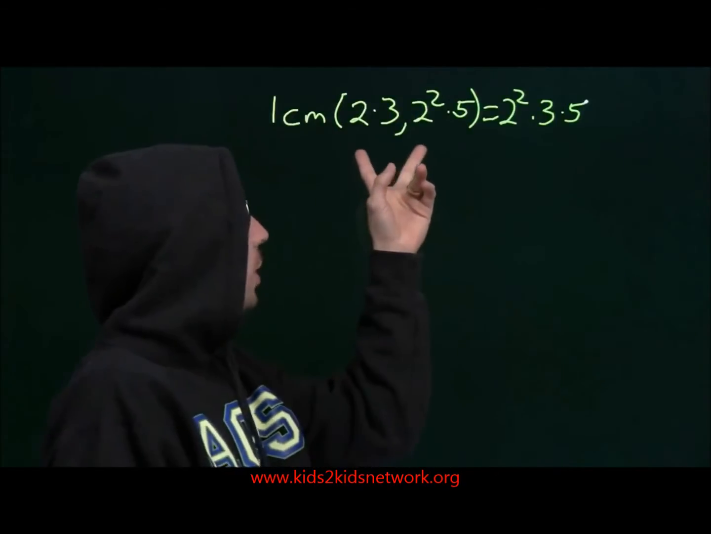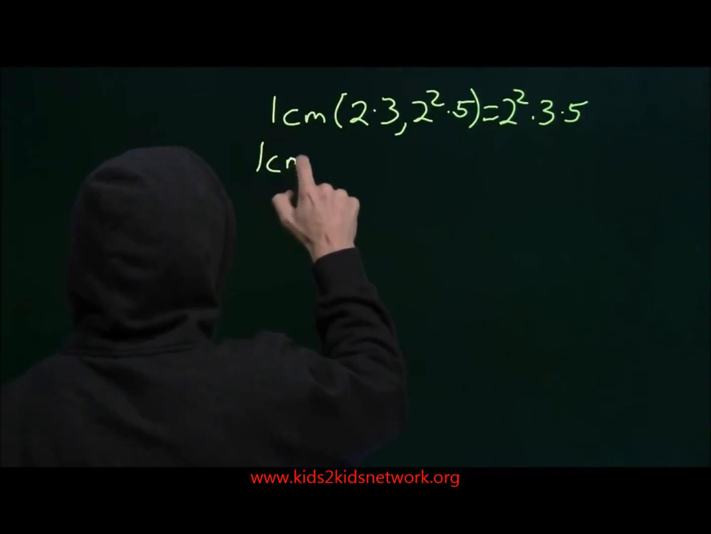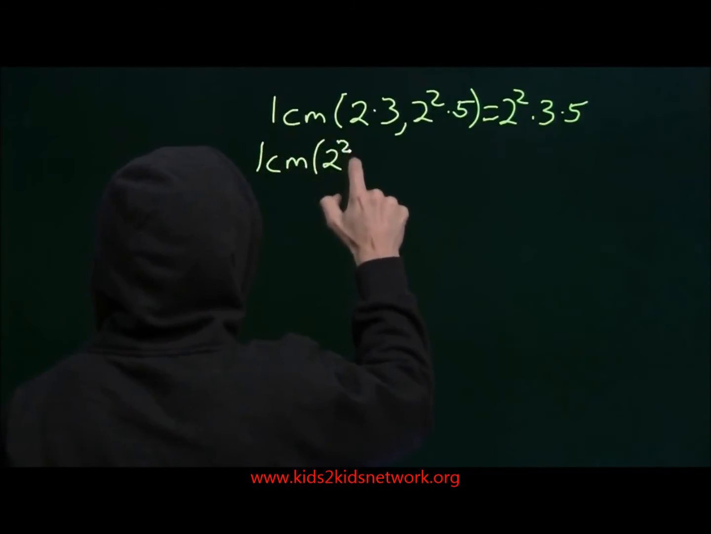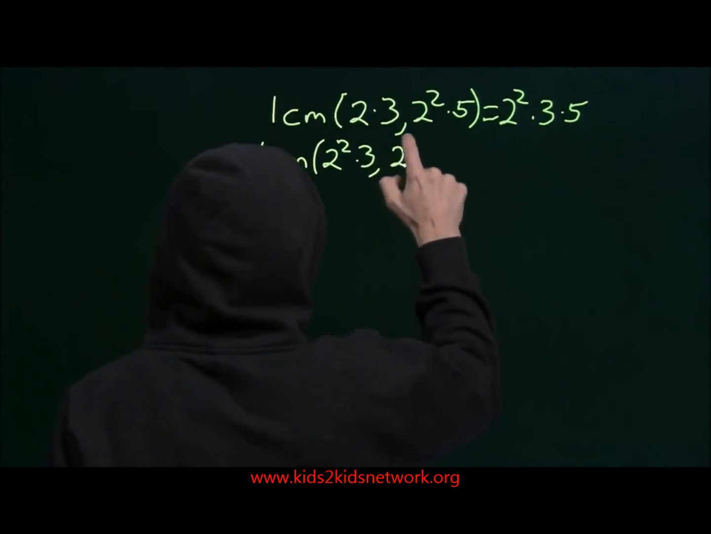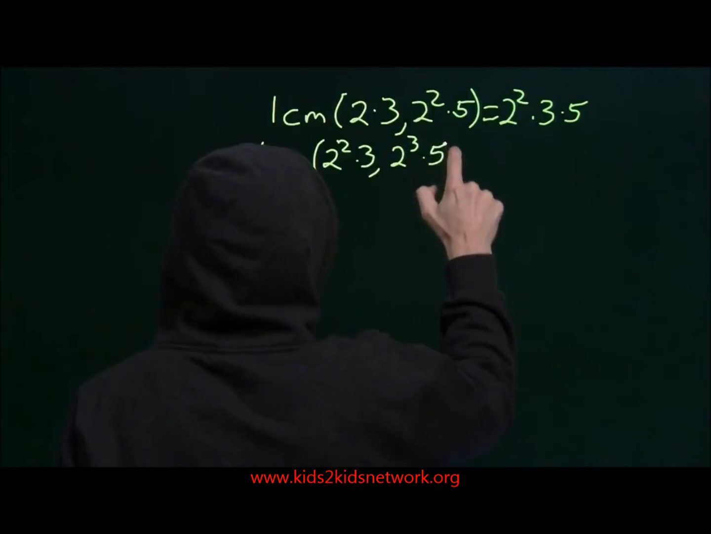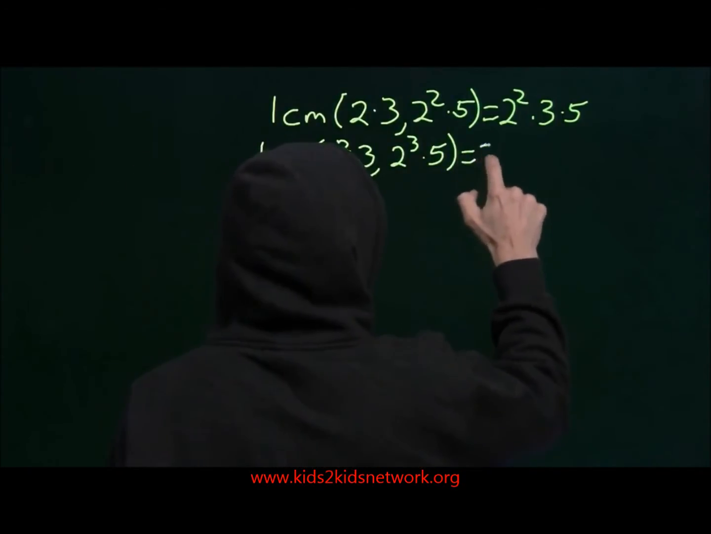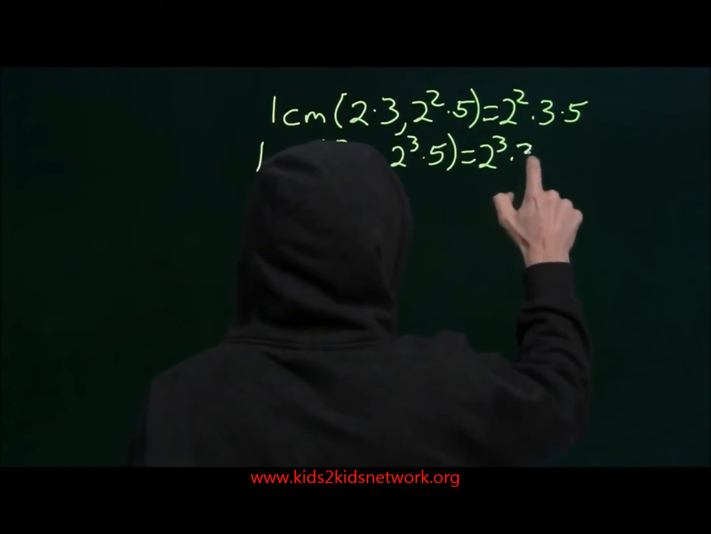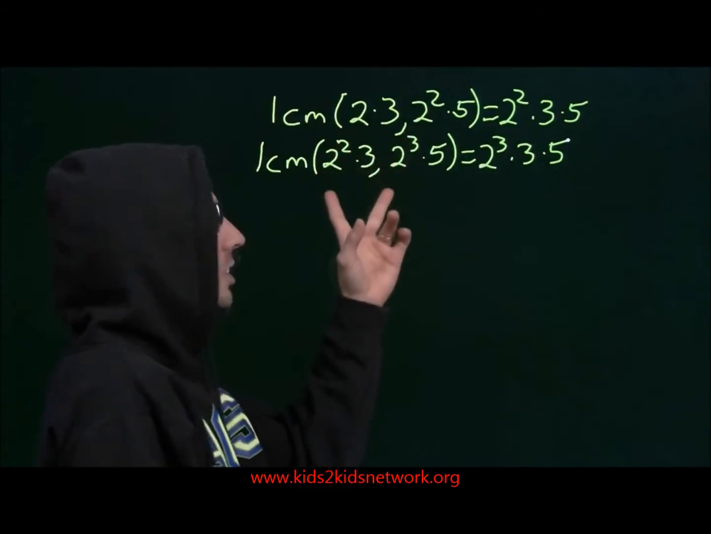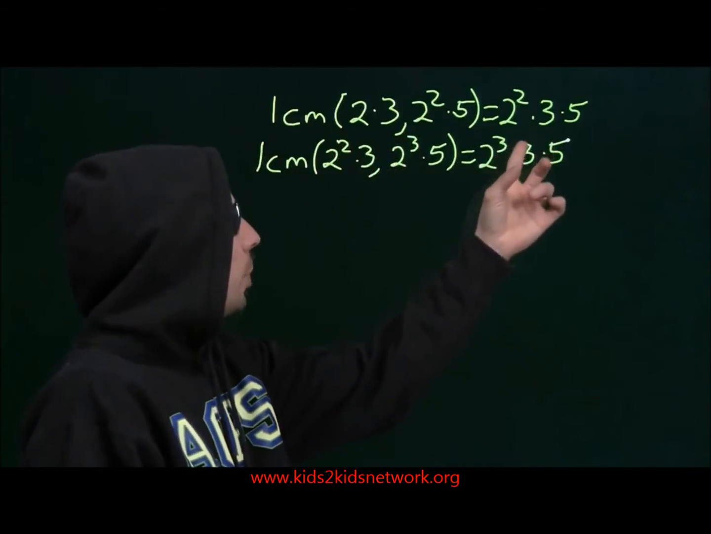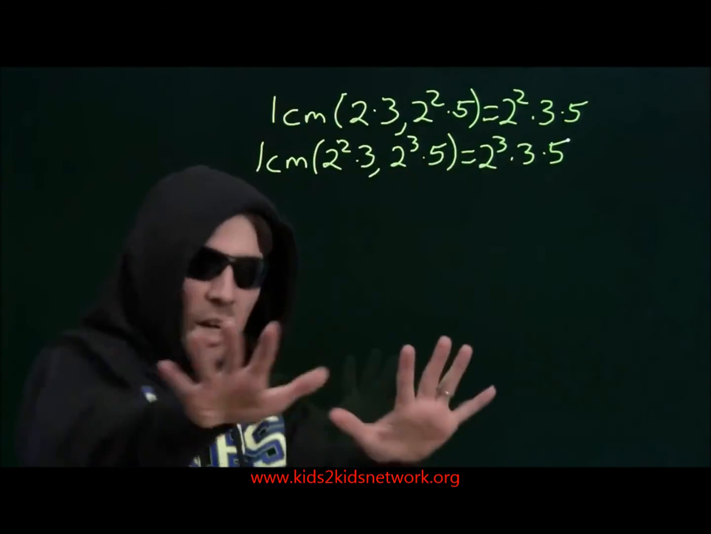Now what happens if we multiply each of these numbers by 2? Our first number becomes 2 squared times 3. And our second number becomes 2 cubed times 5. And now our highest power of 2 is 2 cubed. And we still have our 3, and we still have our 5. So we multiplied each number by 2, and that multiplied the least common multiple by 2. Maybe we got lucky. Let's try this again, all right?